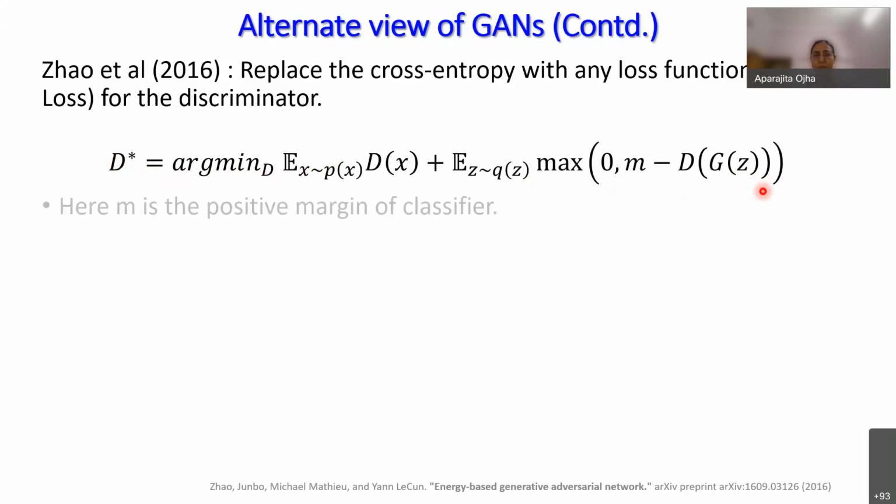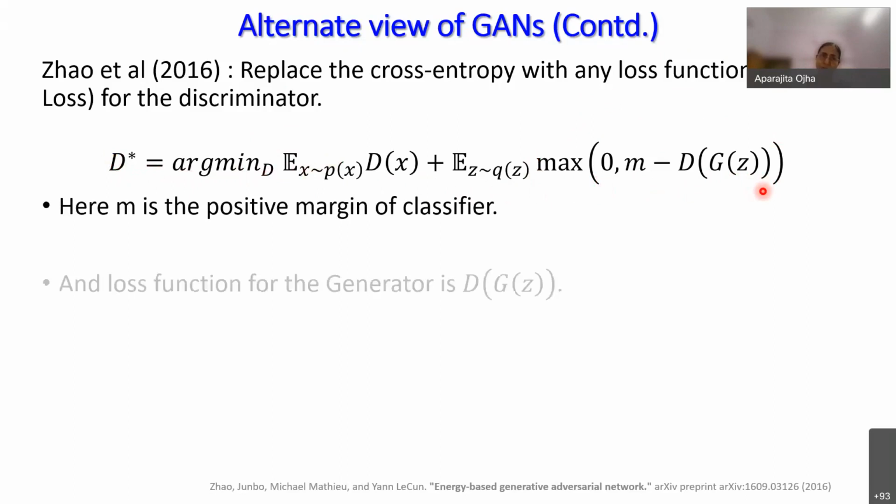Now, how is it going to help? Here, m is a positive margin of the classifier. So if something goes beyond that margin, that means it must be a fake sample. And the loss function of the generator is simply D(G(z)). So for the discriminator, the loss function will be this, and for the generator, this will be simply D(G(z)). So what will it do? The generator will try to make it very close to this so that this can be minimized. But the discriminator will try to increase this gap. And that is what is defined in terms of energy.